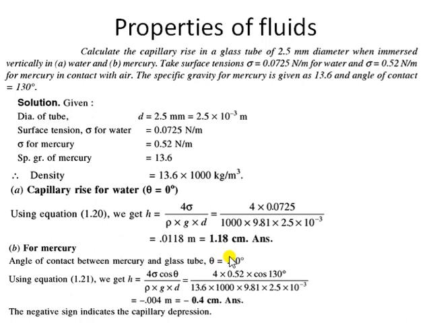Now let's say we have one problem based on the capillarity phenomenon also. Let's try to solve this type of question. We need to calculate the capillarity rise in a glass tube. The diameter of the tube is given as 2.5 millimeter. It is immersed vertically, and two cases are given: if the tube is immersed in water or mercury. You know, for water there will be a rise of water in the tube, and for mercury there will be a fall of mercury in the tube, because of the cohesive and adhesive forces. So there will be upward rise and downward fall.